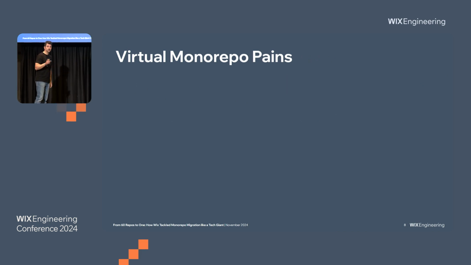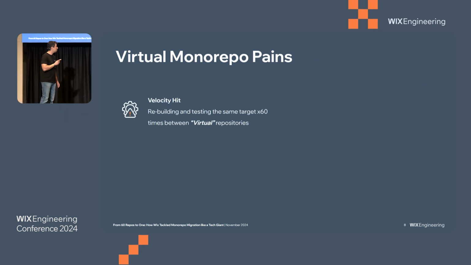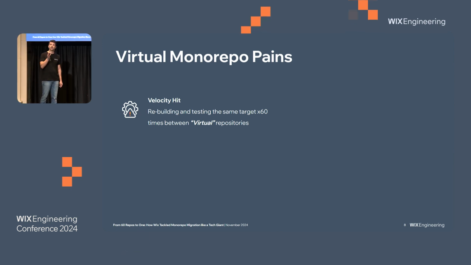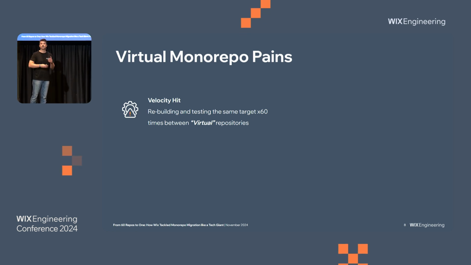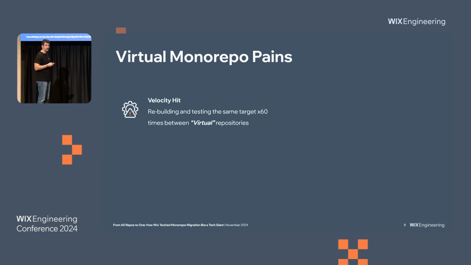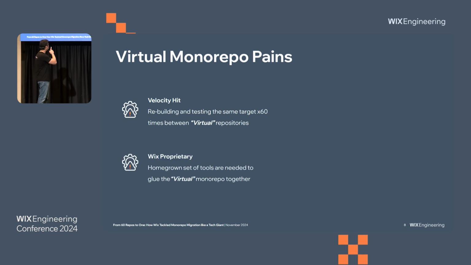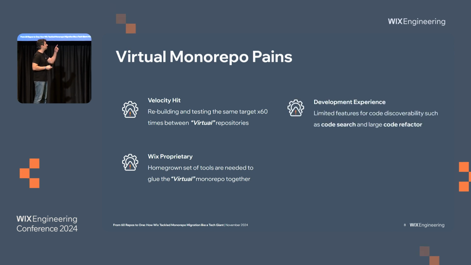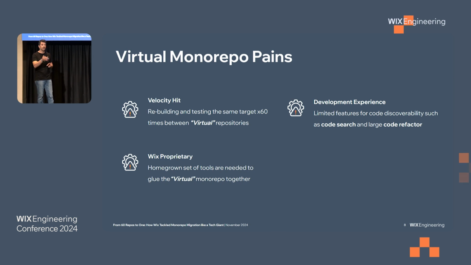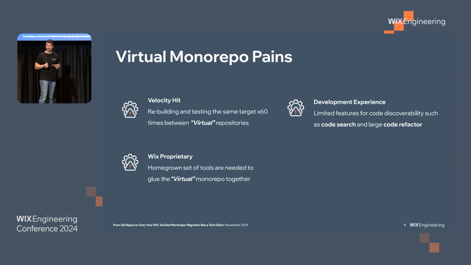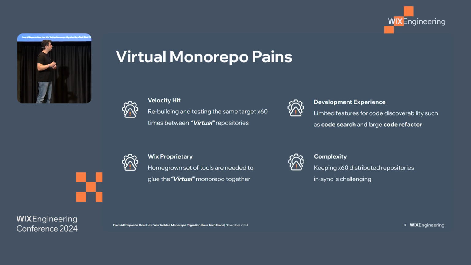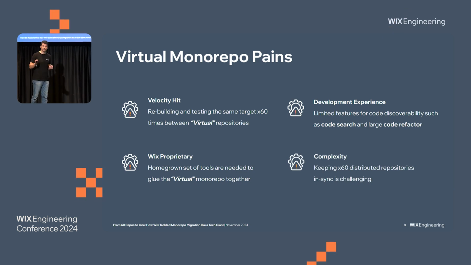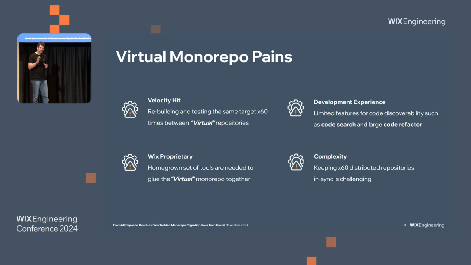And the virtual monorepo had noticeable pains. Some of those are a velocity hit. Why? Because the repository didn't share cache with other repositories. So things got built again and again. So longer build duration eventually. We had to create homegrown set of toolings just to glue everything together. There were missing features. Think about it. It's a distributed system. So code search, large code refactoring, finding code usages is not that simple. And complexity. Keeping 60 repositories, virtual ones, in sync is not a simple task to do.